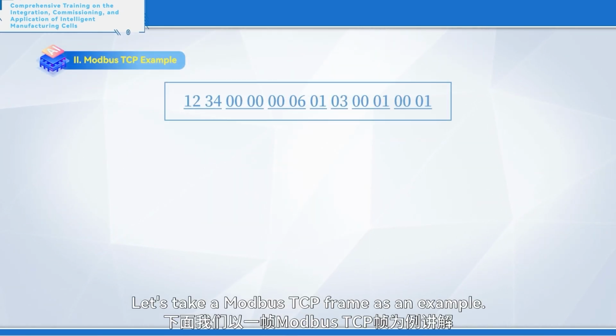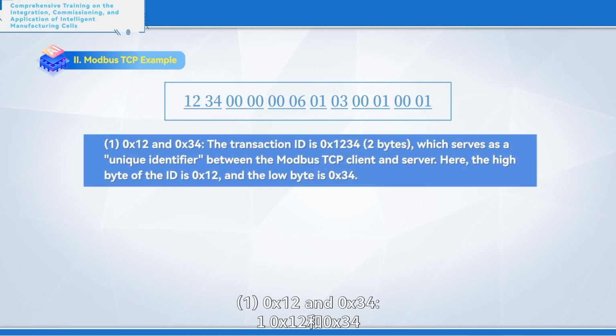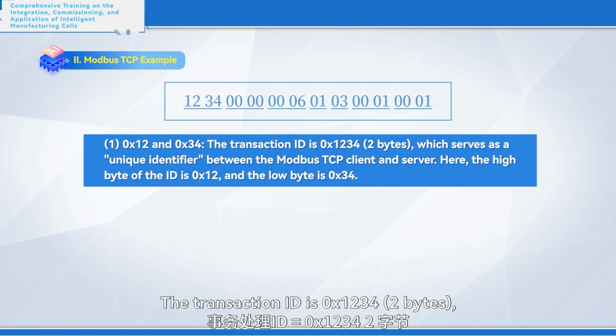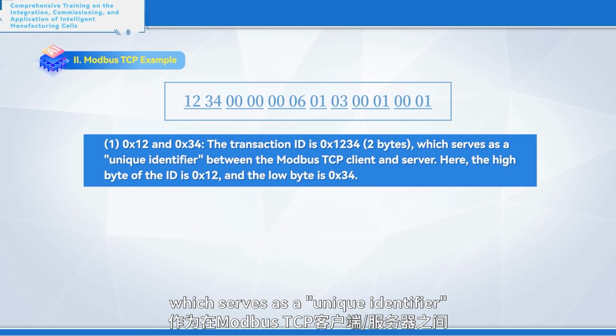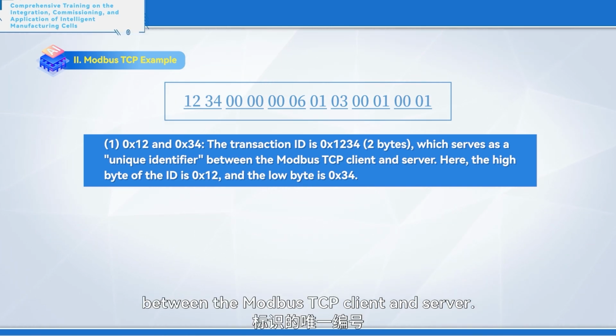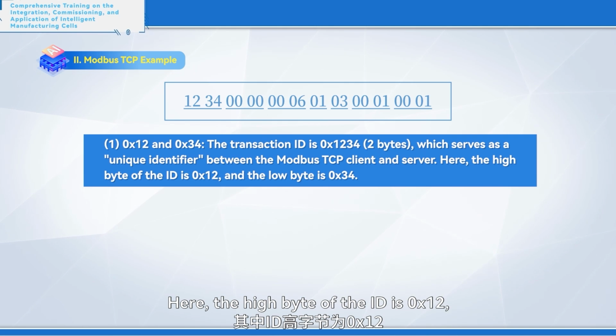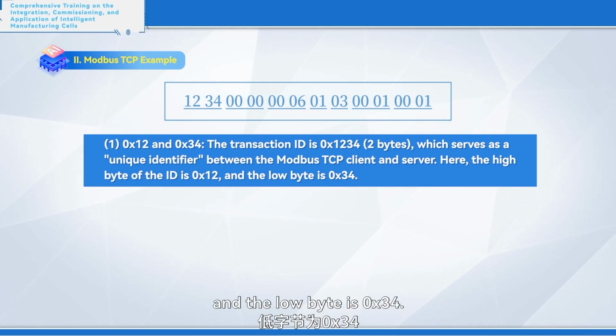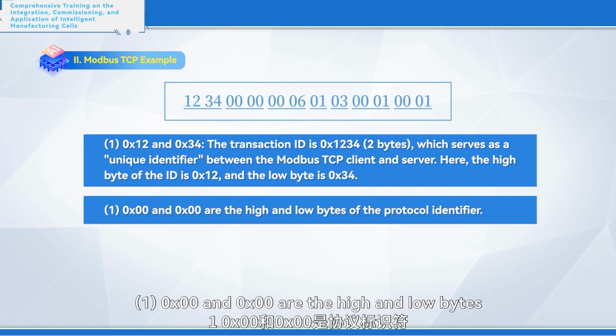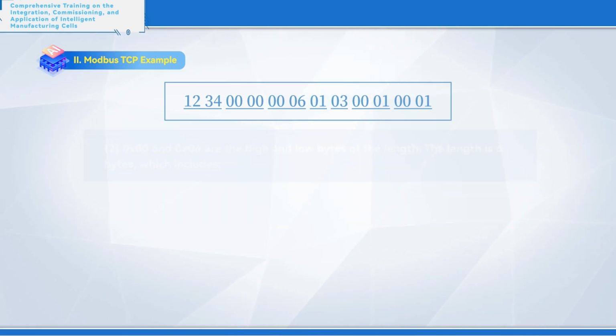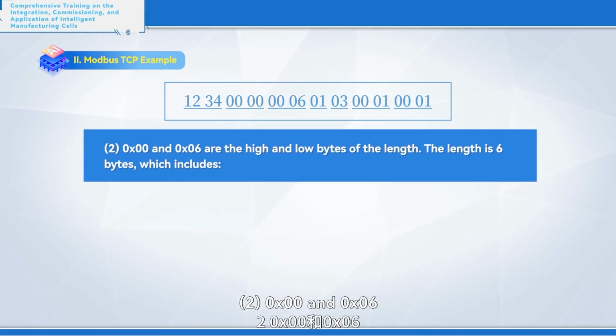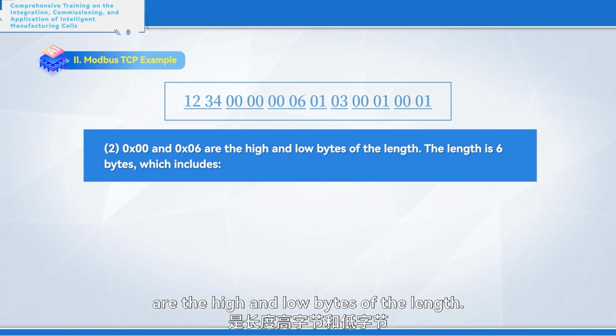Modbus TCP example. Let's take a Modbus TCP frame as an example. 1, 0 hex 12 and 0 hex 34. The transaction ID is 0 hex 1234, 2 bytes, which serves as a unique identifier between the Modbus TCP client and server. Here, the high byte of the ID is 0 hex 12, and the low byte is 0 hex 34. 1, 0 hex 00 and 0 hex 00 are the high and low bytes of the protocol identifier. 2, 0 hex 00 and 0 hex 06 are the high and low bytes of the length.